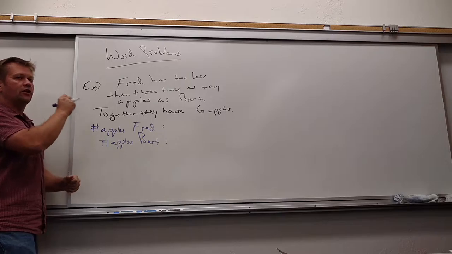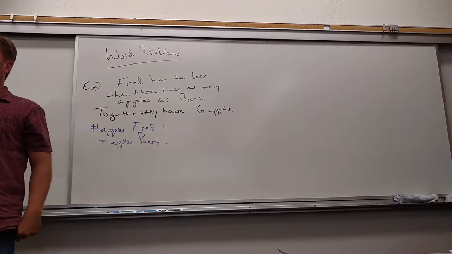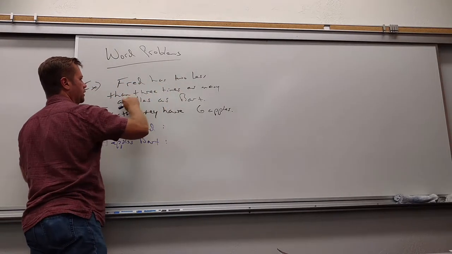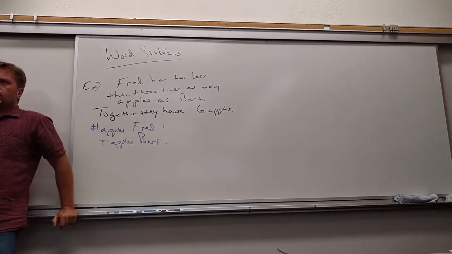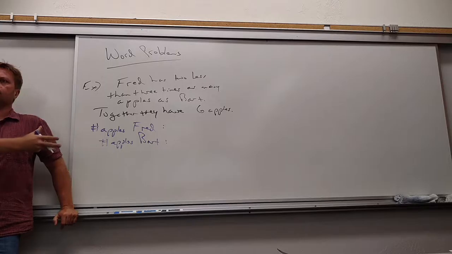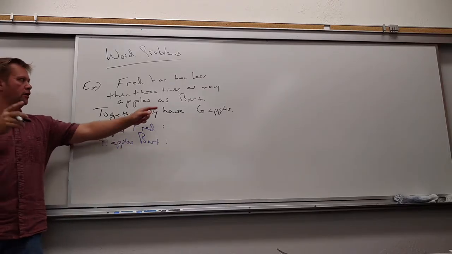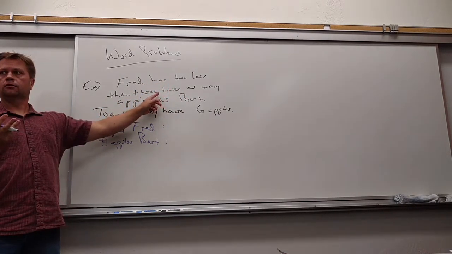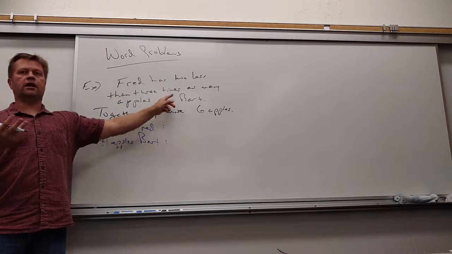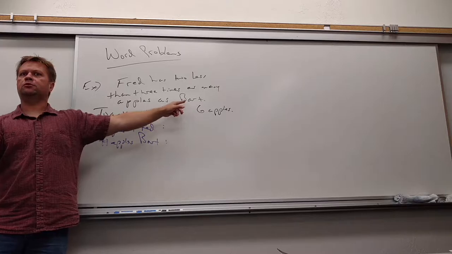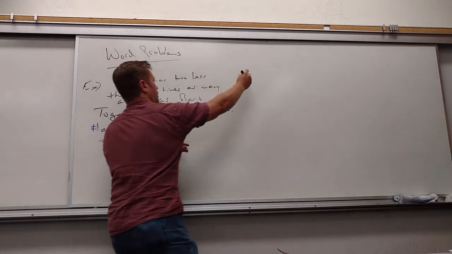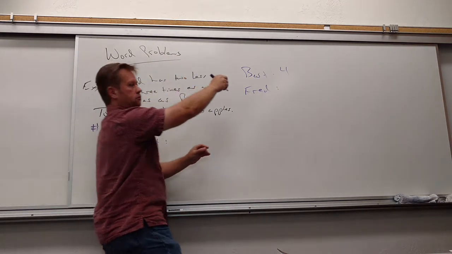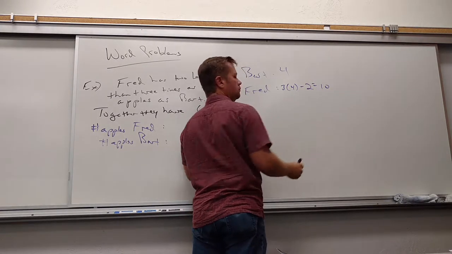So the first thing I need to figure out is who depends on the other one. Who would I have to know first? I know that Fred has 2 less than 3 times what Bart has. So who would I need to know first to be able to figure out the other? Bart. If I knew that Bart had 4 apples, then how many apples would Fred have? 2 less than 3 times Bart. Bart has 4, so Fred has 3 times 4 minus 2, so that'd be 10.